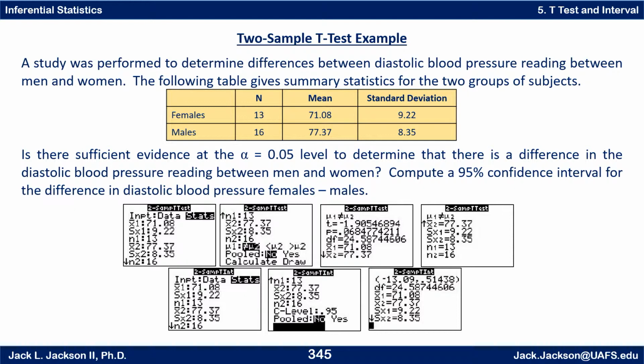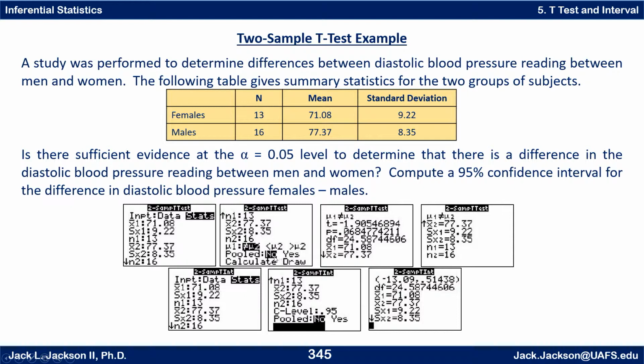So just run this through your calculator. There is a two-sample t-test and a two-sample t-interval. Just run them. So we run this like this. Stat, test, choose statistics. X bar is 71.08. That was given here. S is 9.22 and N is 13. That's the statistics for group 1, which is females in this case. Put in the corresponding information for group 2, which is males.